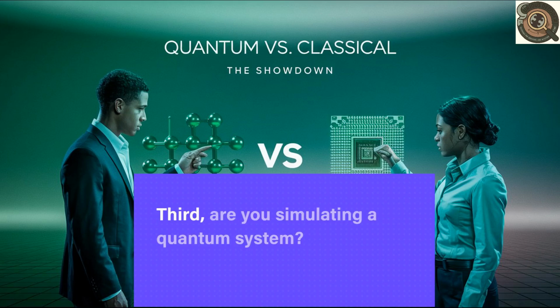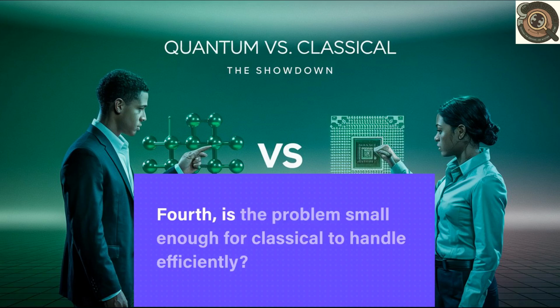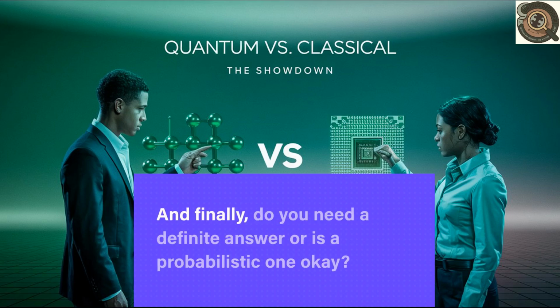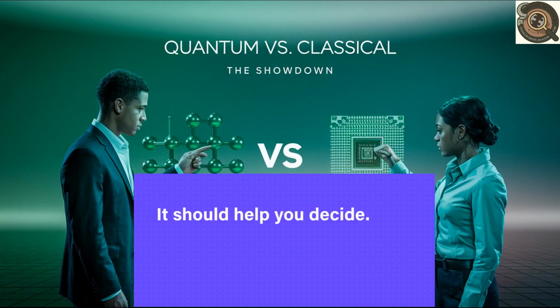Right. Third, are you simulating a quantum system? If so, quantum computers are the natural choice. Fourth, is the problem small enough for classical to handle efficiently? If so, stick with classical. It's the easier option. Absolutely. And finally, do you need a definite answer, or is a probabilistic one okay? Classical for certainty, quantum for possibilities. That's a great checklist. It should help you decide.